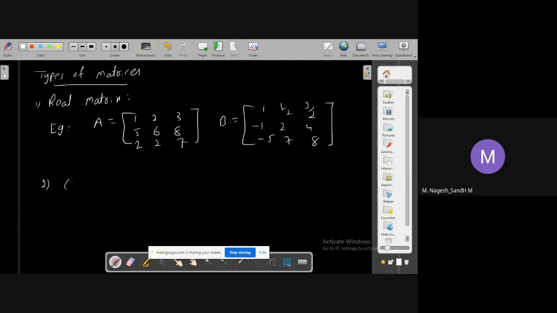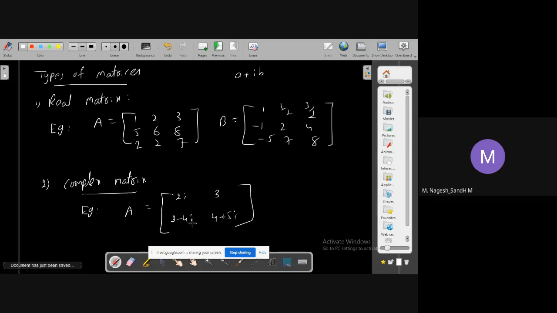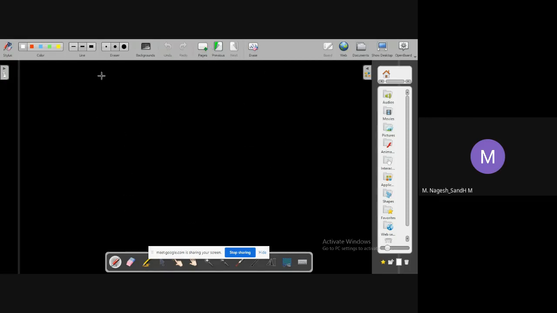Next, complex matrix. So what is a complex matrix? It means its elements are complex numbers. For example, A is equal to 2i. What are complex numbers? A plus ib format: 2i, 3, 3 minus 4i, or 4 plus 5i. So the elements are in the form of complex numbers, then it is called a complex matrix. Next, column matrix.